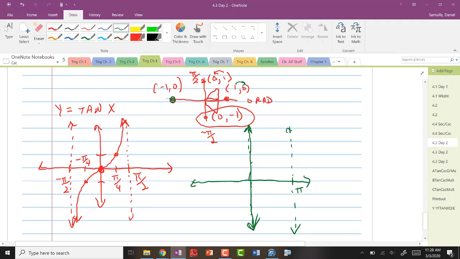Here's pi. It goes through negative 1, 0. There you go again. X over y is negative 1 over 0. And then all I have to do is cut it into halves and fourths. By the way, pi over 2 is up here, and x over y is 0 over 1, 0. So there's another double check. And then pi over 4 is in quadrant 1. I don't know why I put a negative there. Pi over 4 is in quadrant 1, and cotan is 1 over 1.